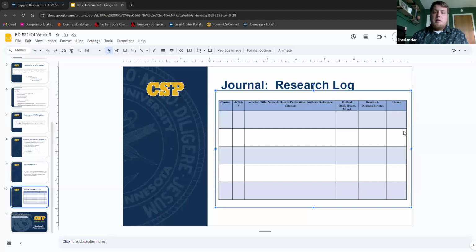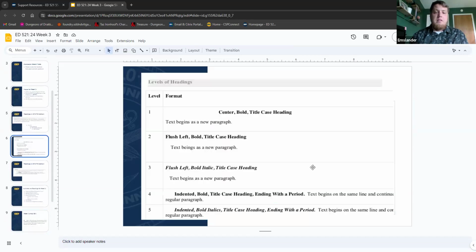This is a great place, however you're tracking your notes, to start putting keywords so that you can go back and search by those keywords later. That will really, really help. And those themes will very, very often become subheadings.